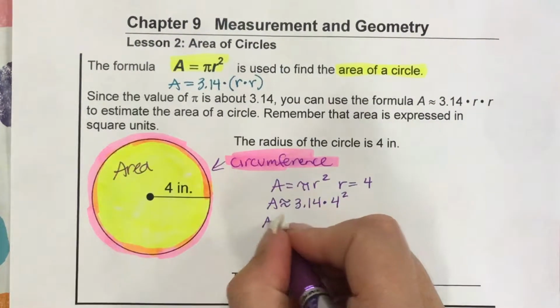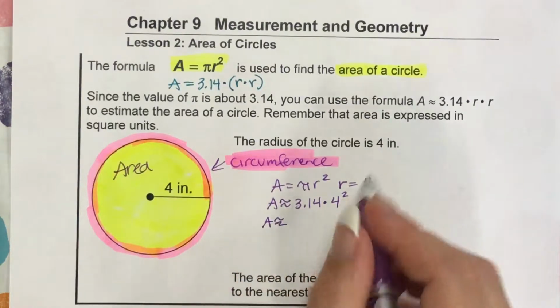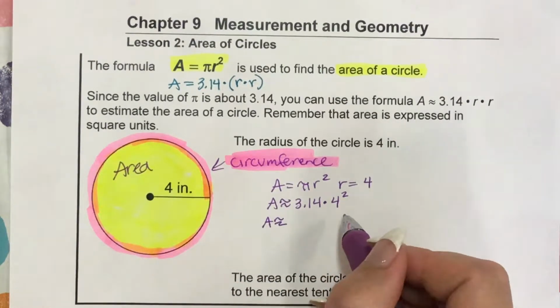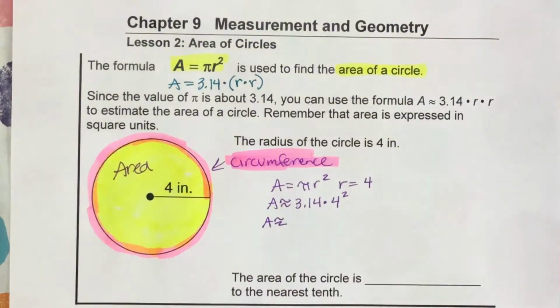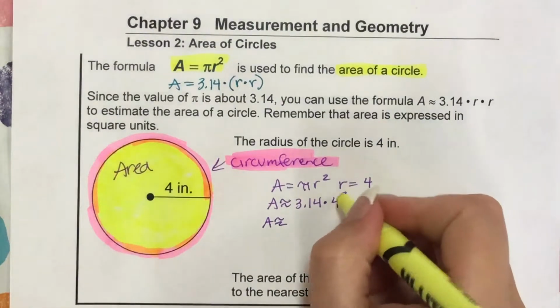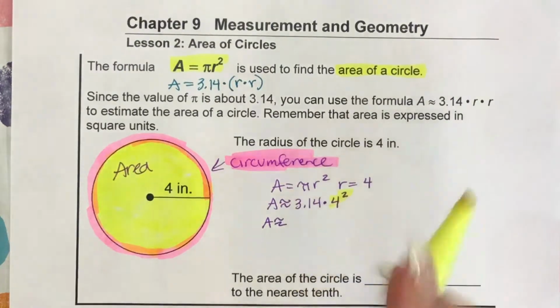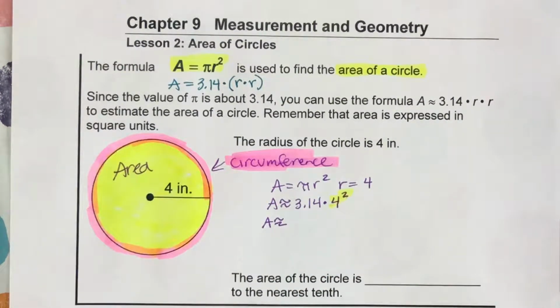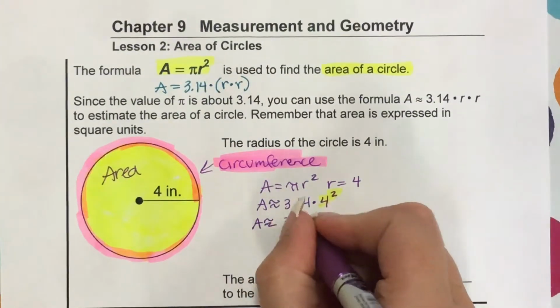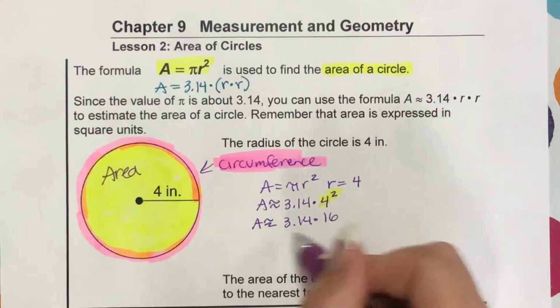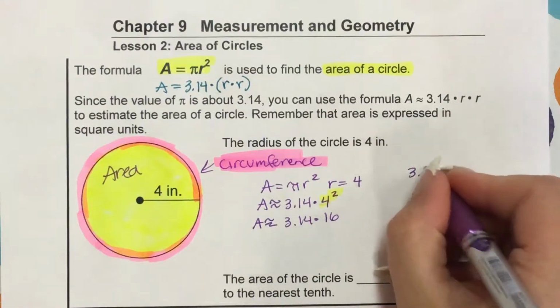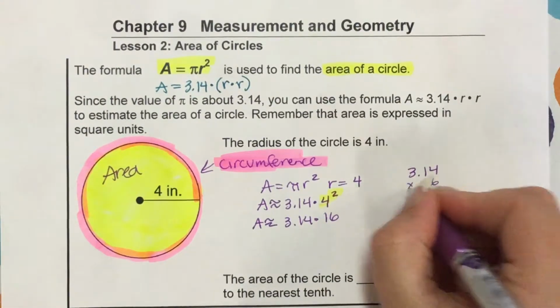Our order of operations says we have to do parentheses and then exponent. This is an exponent right here, so we have to do that part first. So 4 squared is the same thing as 4 times 4, and 4 times 4 is actually equal to 16. And then I'm just going to take this off to the side and go 3.14 times 16.